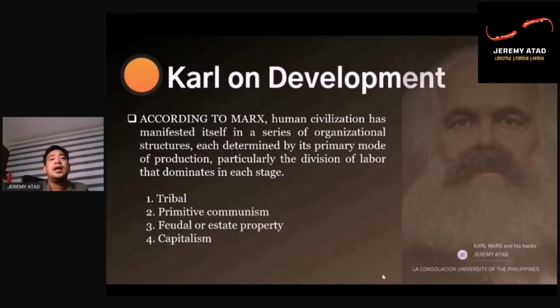According to Marx, human civilization has manifested itself in a series of organizational structures, each determined by its primary mode of production, particularly the division of labor that dominates in each stage. So we have four stages according to Marx, and we have the first one, the tribal. The second one is the primitive communism. The next is the feudal or state property, and finally, we have the capitalism. Let's get to know each of the stages.